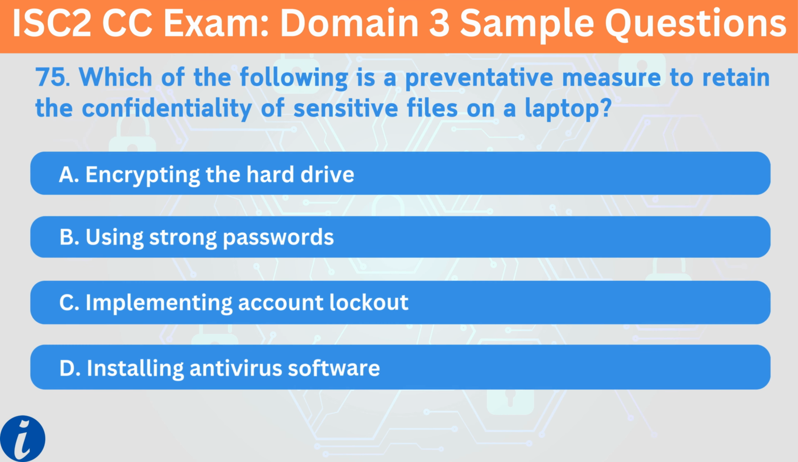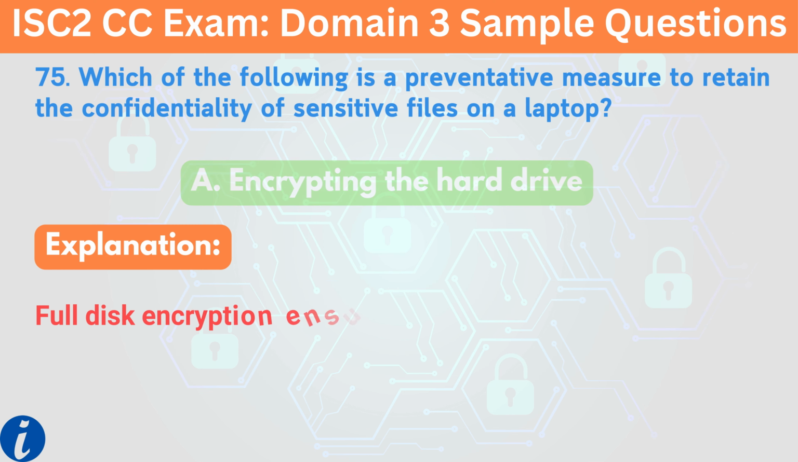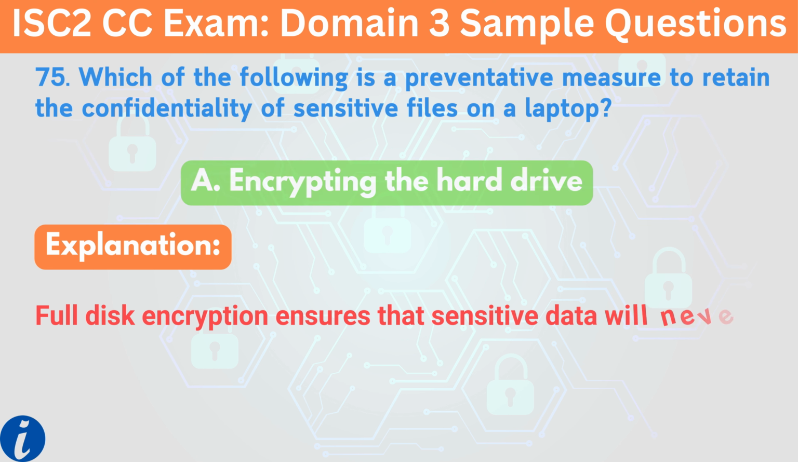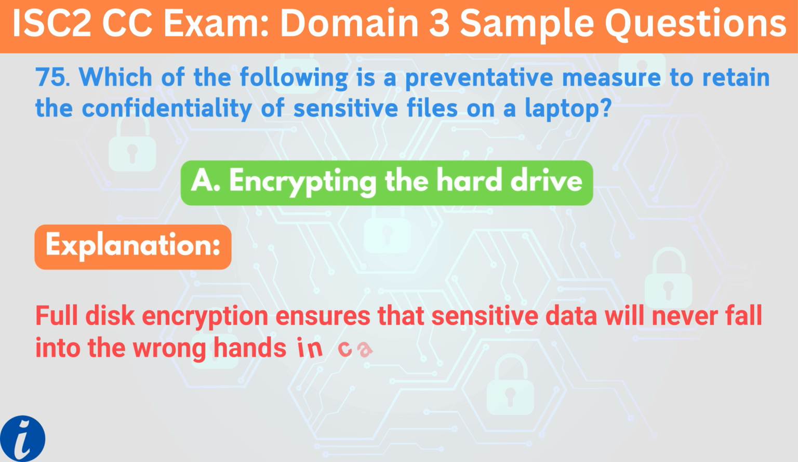75. Which of the following is a preventative measure to retain the confidentiality of sensitive files on a laptop? A. Encrypting the hard drive. B. Using strong passwords. C. Implementing account lockout. D. Installing antivirus software. The correct answer is A. Encrypting the hard drive.